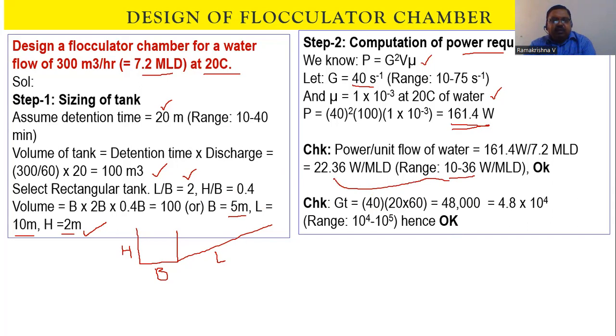Second check, also I can go for verification. G into T should be between the range of 10 to the power of 4 to 10 to the power of 5. G is 40 per second and T is 20 minutes. Minutes are converted into seconds. So it comes out to be 48,000, which is 4.8 into 10 to the power of 4. So between 10 to the power of 4 and 10 to the power of 5, this check is also satisfied. So we are cross-checking whether the value of G assumed is within the permissible range or not.